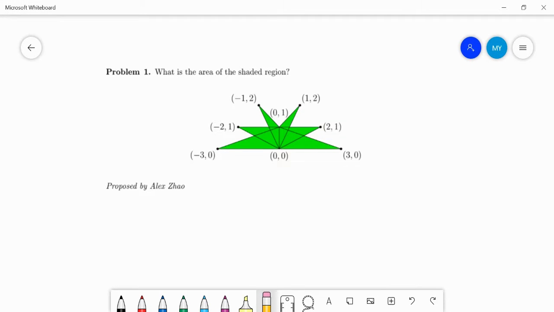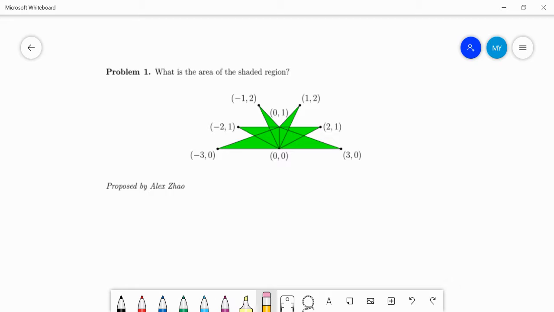So I'm Michael, and I'll be explaining problem number 1 on the Washington Gold HMMT PUMaC team selection test. In this problem, we're given this region spanned by 8 points, and we just want to find its area. At first sight, this region doesn't look especially friendly because it's not a triangle, it's not a quadrilateral, it's not something we can easily compute the areas of.